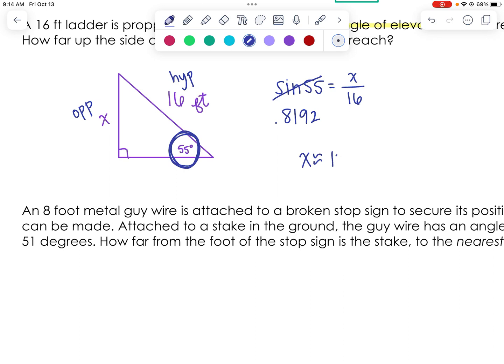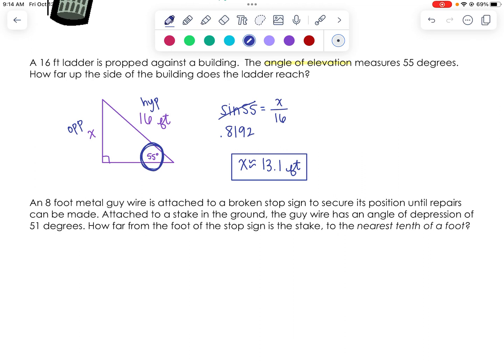So sides are the nearest tenth. That would be 13.1 feet, which isn't too tall compared to some of the other problems that we've seen. Like 13 feet high, that's not that bad.